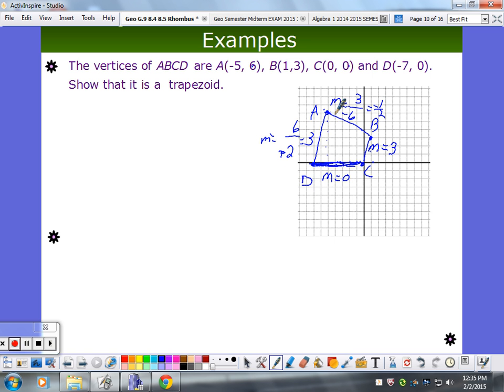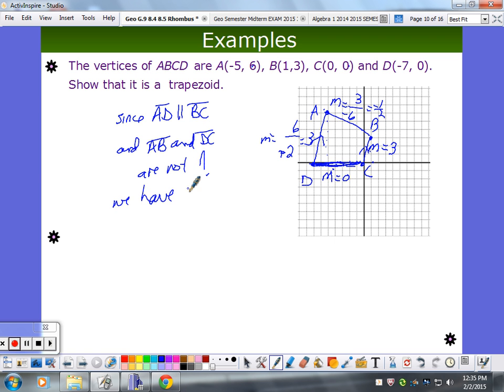So that's 3. So what have I got here? These sides are parallel, and these sides are not. So not only do you have to show one side is parallel, you also have to show that the other side isn't. And that's how I know it's a trapezoid. So since AD is parallel to BC, and AB and BC are not parallel, we have a trapezoid. So it is important. Don't just stop by showing one side parallel. You've got to show the other one isn't.